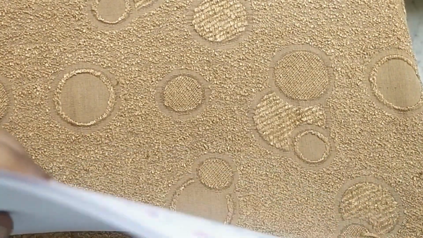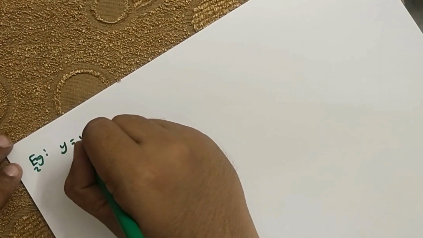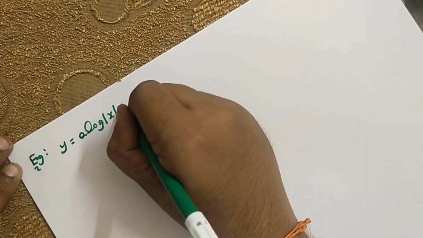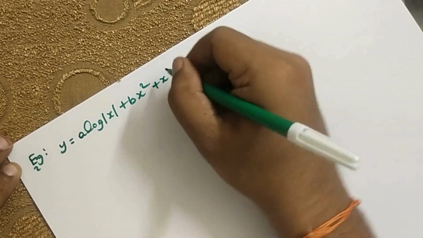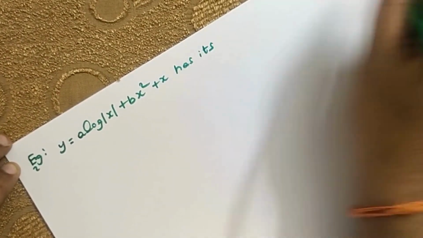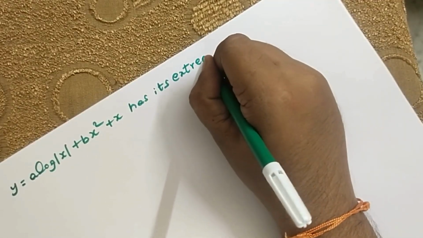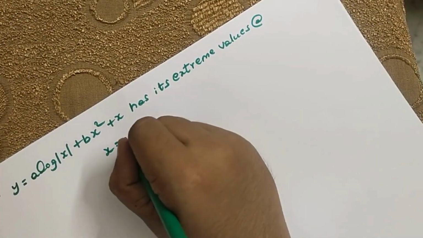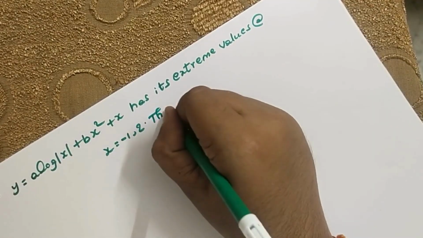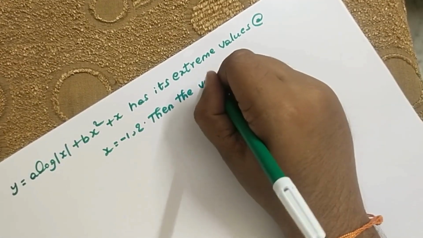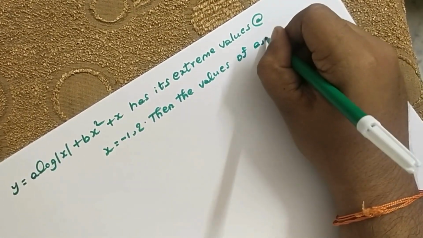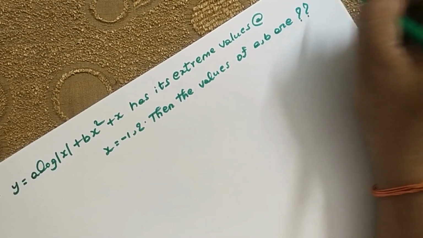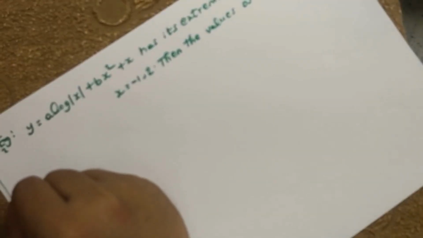so let's quickly discuss one more example, one last one. Example: y is equal to a log mod x plus b x square plus x has its extreme values at the points x equal to minus 1 and 2. Then what are the values of a comma b? So let's try to solve this.